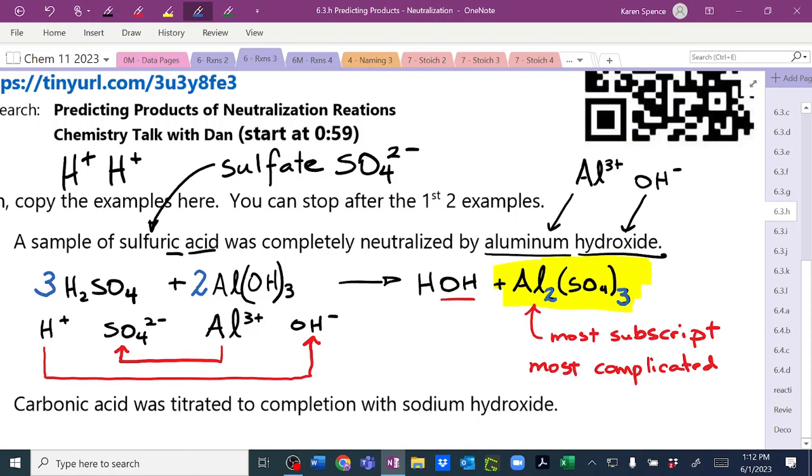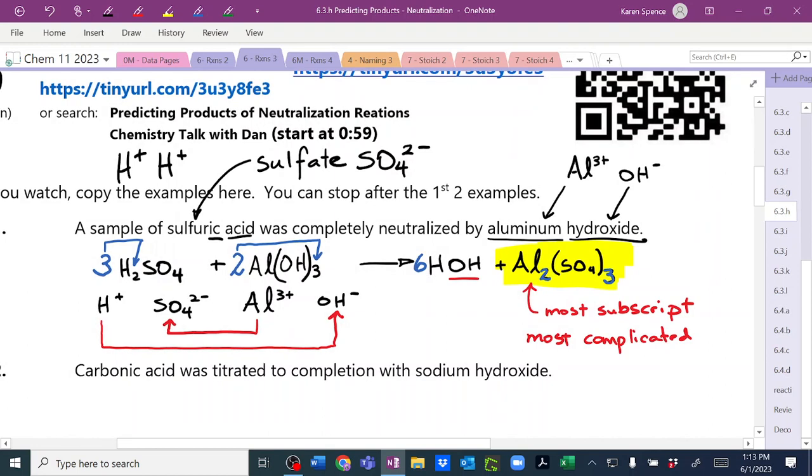And then we're going to look at either the hydrogen or the hydroxide. Doesn't matter which one you do. 3 times 2 is 6. And if you do it that way where you balance the most complicated thing first, that 6 is going to fix everything else, because if you look now, the 2 also multiplies by 3 to give you 6 hydroxide. Is good? Okay.